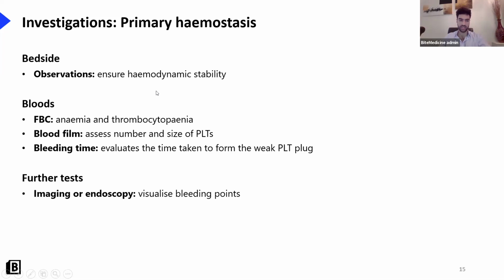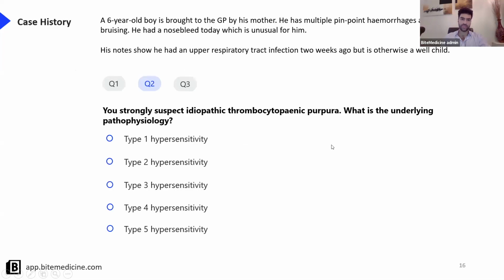And in terms of further tests, you can do imaging or endoscopy to actually check where the bleeding is coming from. So for example, if you think this patient has an upper GI bleed, then you could do an upper GI endoscopy. So going back to the case, let's have a look at the next question.